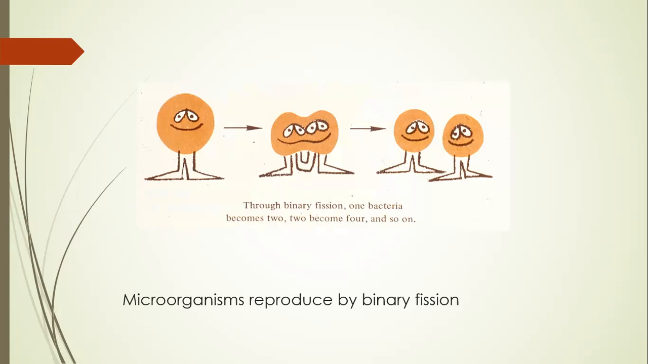So we know how microorganisms, especially bacteria, live and grow, right? This is called the process of binary fission, that is, one microorganism becoming two, two becoming four, and so on.